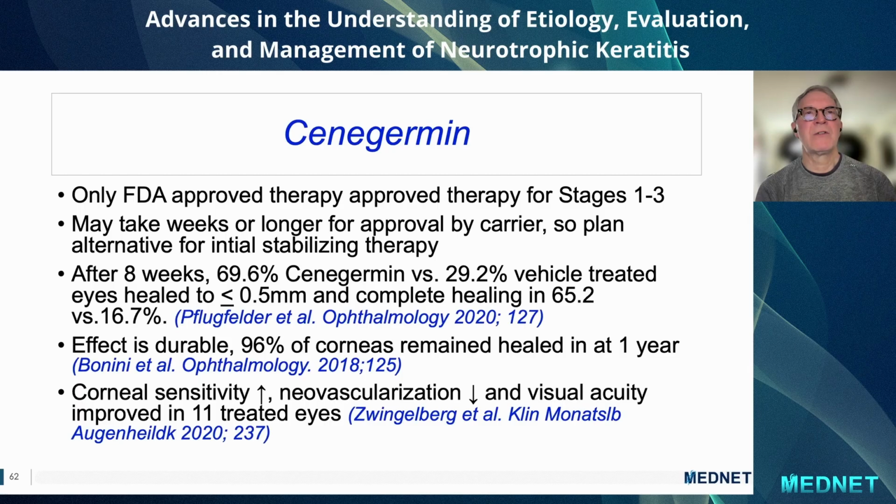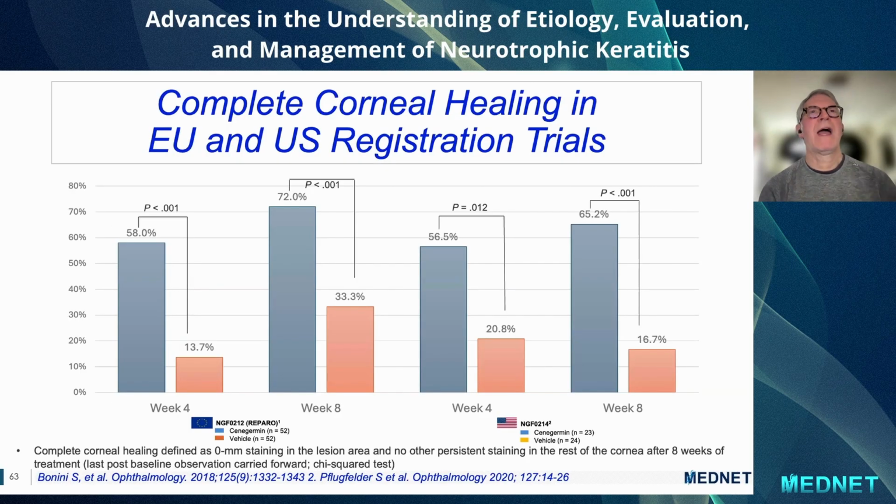And corneal sensitivity has been found to increase, neovascularization decrease, and visual acuity improved in 11 treated eyes in a large case series. These bar graphs show the complete healing in both the EU and the US registration trials, with the blue bar being the Synedgermin and the salmon colored bar being the vehicle. It's amazing. The results were virtually identical, which has also been shown in other subsequent phase 4 treatment studies, with about 55 to 60% healing at 4 weeks, and around 70% healing at 8 weeks. So it's pretty consistent findings, fortunately.